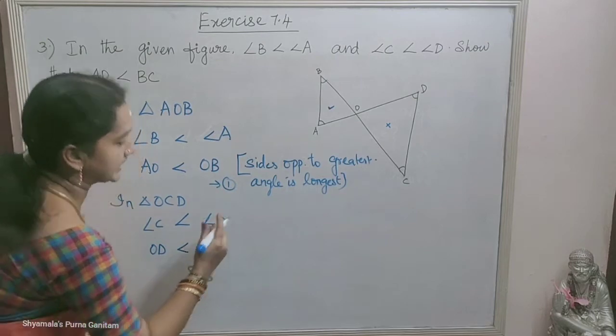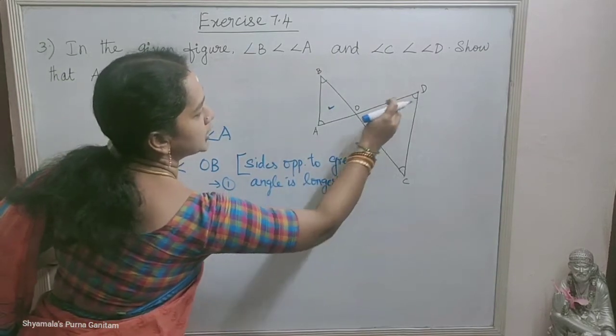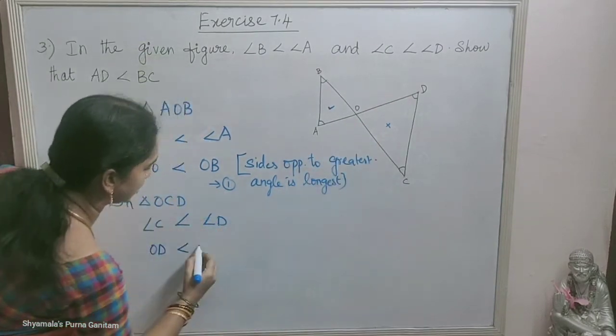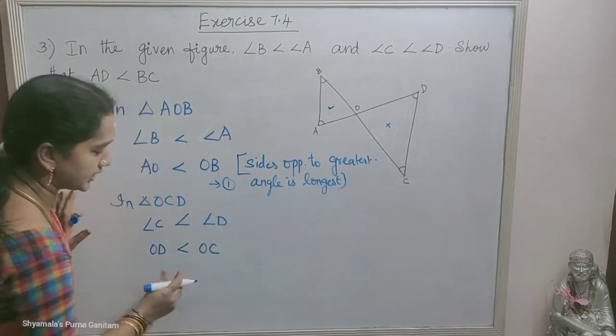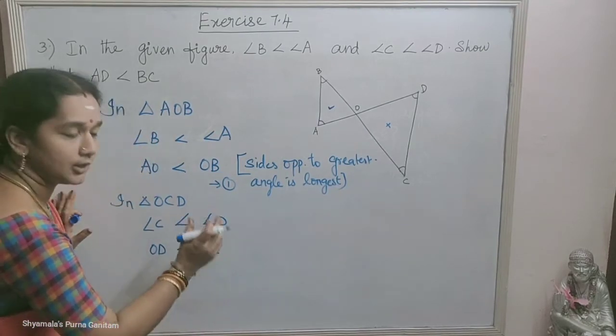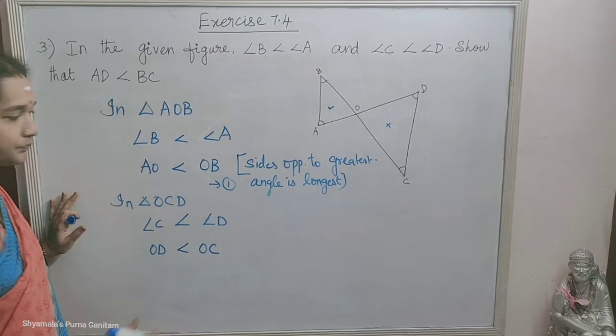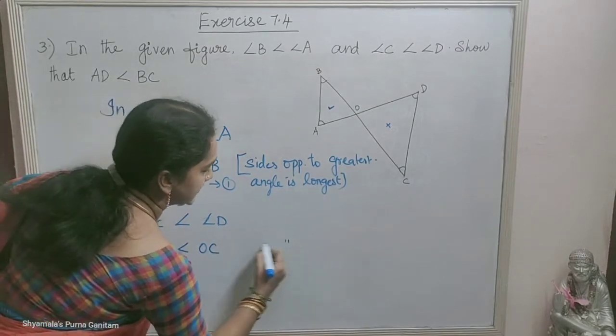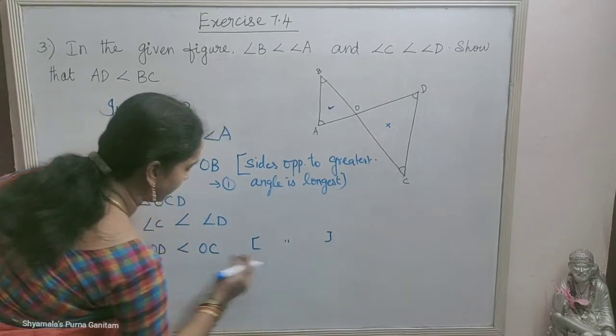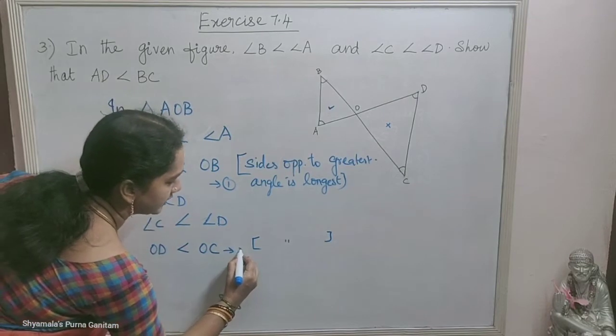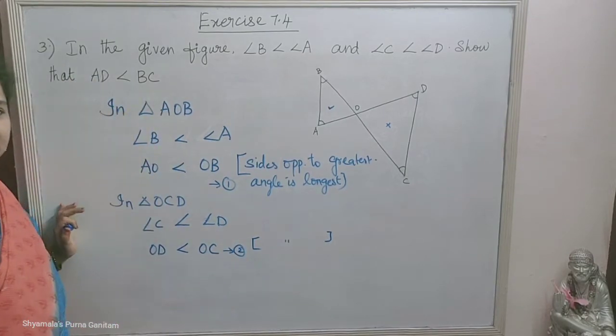So that is less than the side opposite to angle D. Opposite to angle D, we have length OC. So OC is longer than OD. This is with the same property. With the same property, we are using this. So this one, we will take it as the second statement.